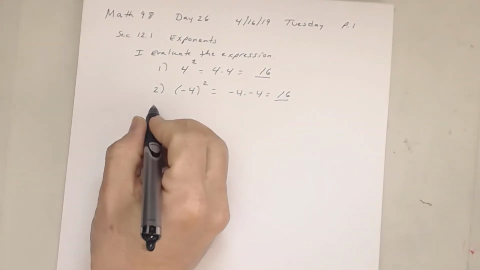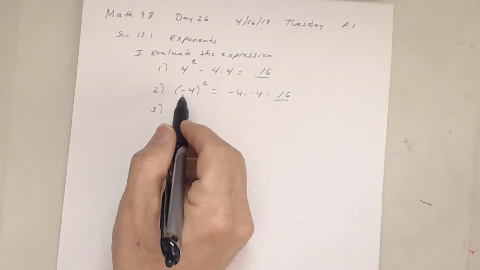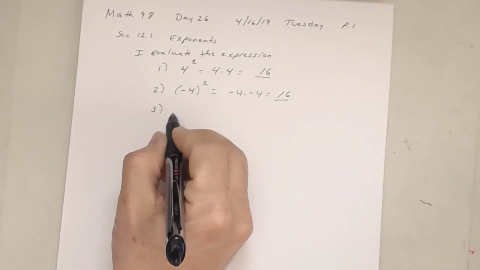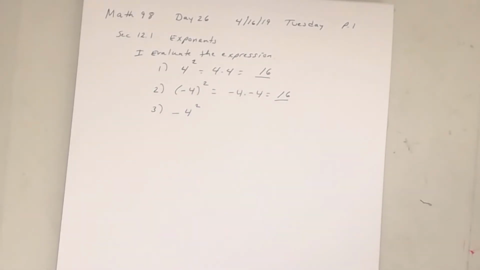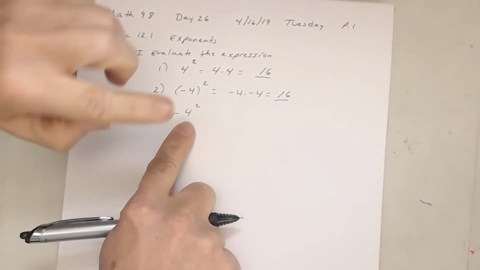Now, there is a difference, and we mentioned that briefly last time. There's a difference between something that looks like number 2 and something that looks like this. Some students get confused with number 3. They seem to think that what's being squared is a negative 4, and that's not true. The negative is on the outside. What's being squared is only 4. If I wanted negative 4 to be squared, then I'd have to put negative 4 inside parentheses.